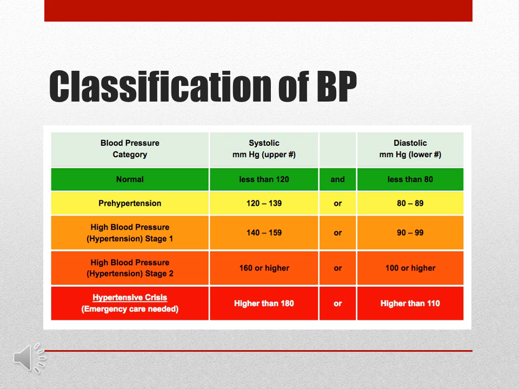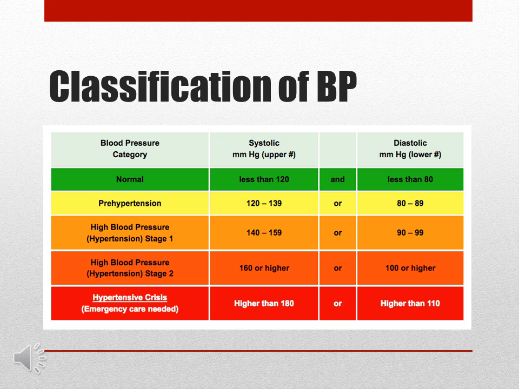Stage 1 hypertension starts at 140 to 159, or a diastolic pressure of 90 to 99. With these patients, if you persistently see these numbers, you want to educate them on their blood pressure medications and make sure they are taking the medications as prescribed by their doctors.